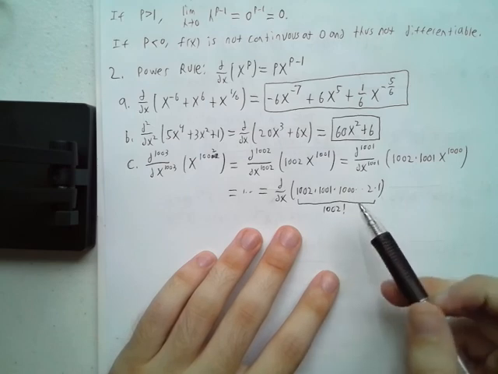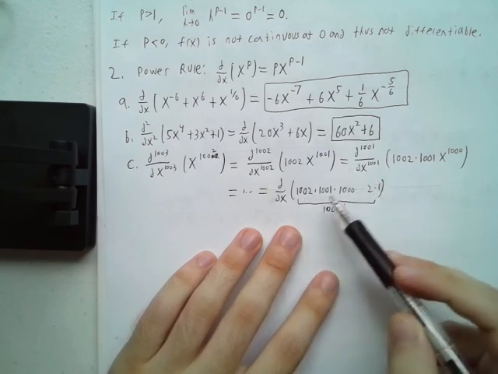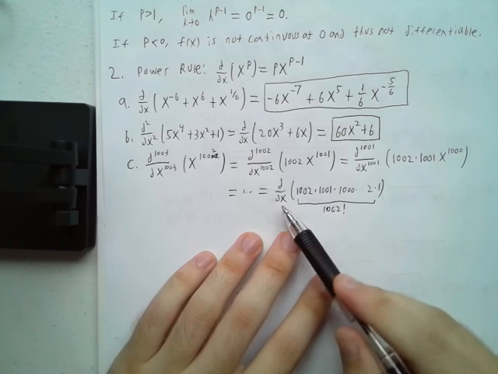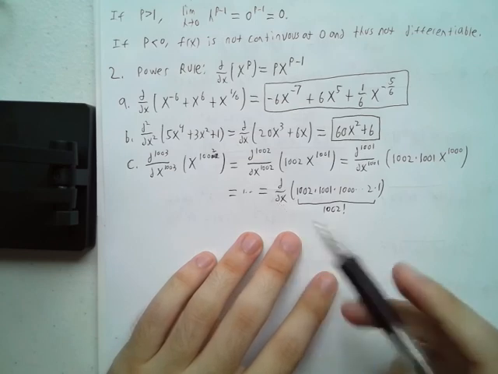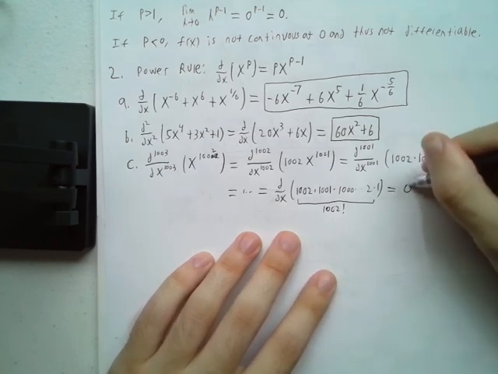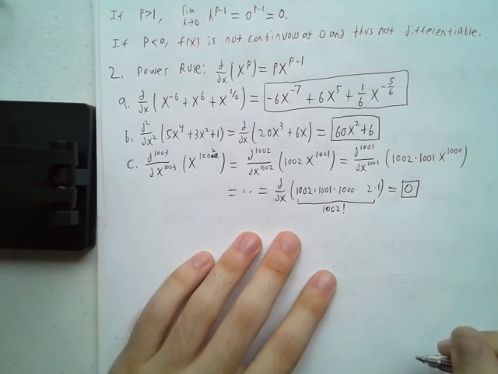But the point is that this is just some constant, and whatever this constant is, we're taking its derivative. We know the derivative of any constant is equal to 0. So that is our final answer.